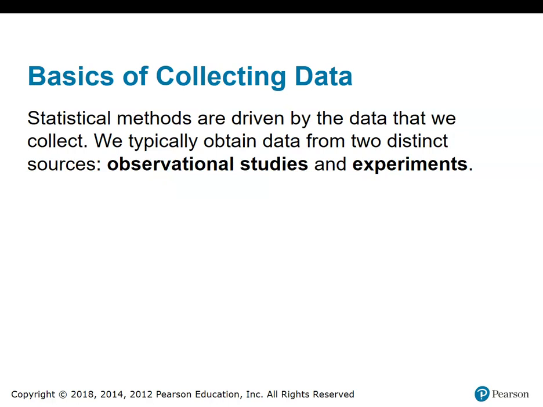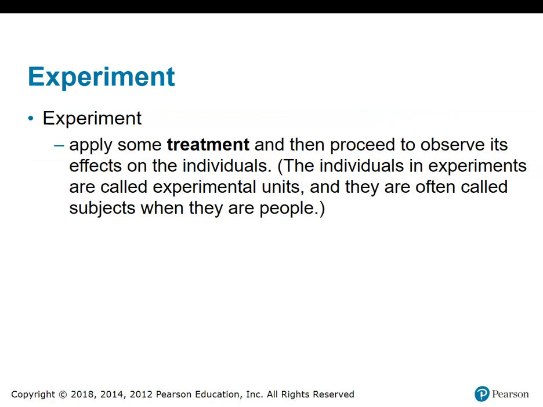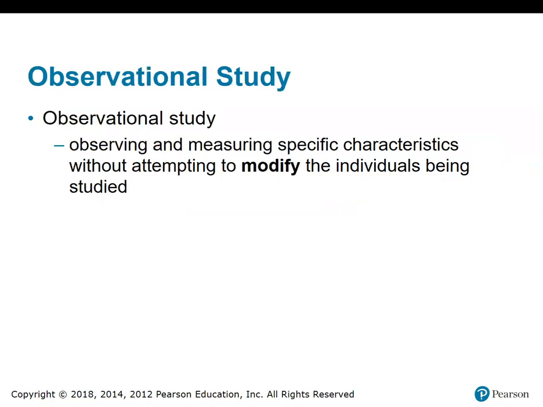So collecting data, we have observational studies and experiments. Experiment, we apply a treatment. We just talked about that a minute ago. A lot of times they're called experimental units, often called subjects. Observational study, the key thing is you're just watching or measuring without modifying what they're doing. There's no intervention, no change. You're just recording down what's happening.